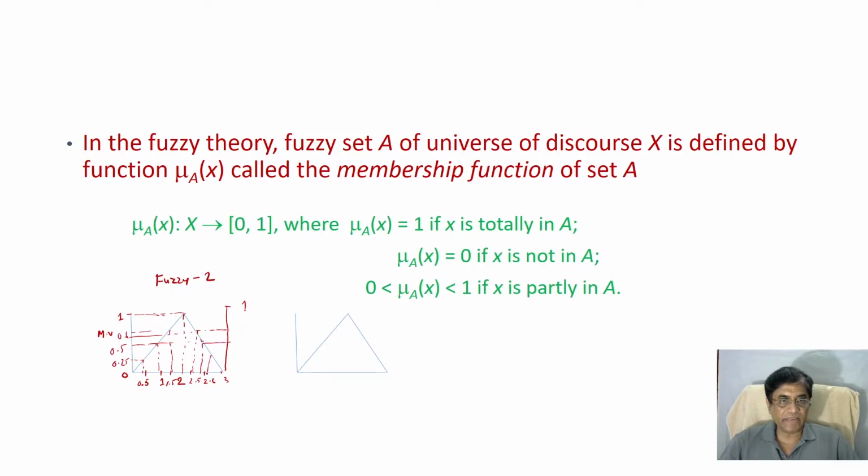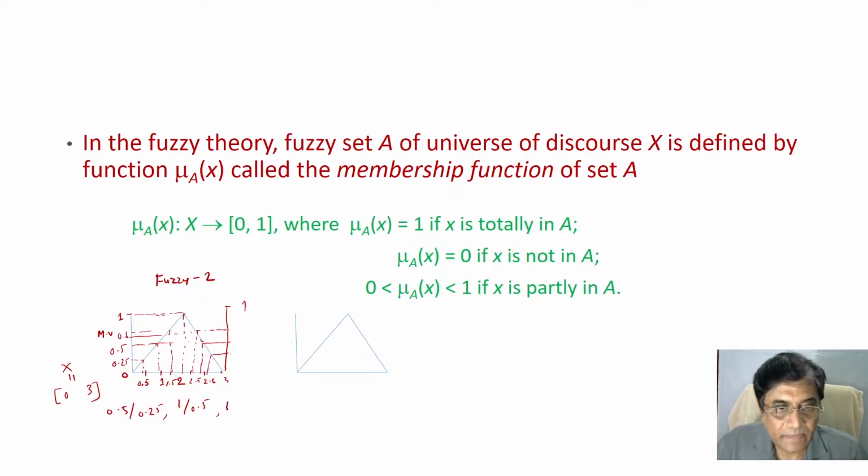And I am trying to create a set where 0.5 is an element in the universe of discourse. My universe of discourse is 0 to 3. So this is my X universe of discourse, and the element 0.5 may have some membership value like this. 1 has membership value like this. Then 1.5 has membership value say 0.6, then 2 has membership value 1, then 2.5 has membership value 0.6.